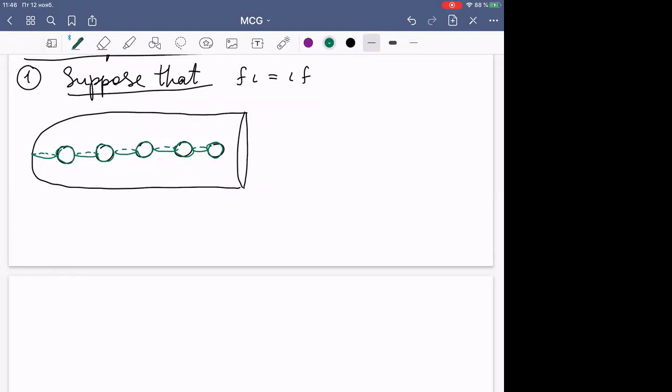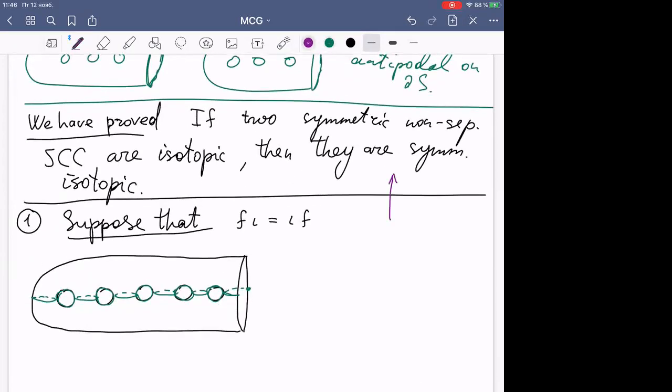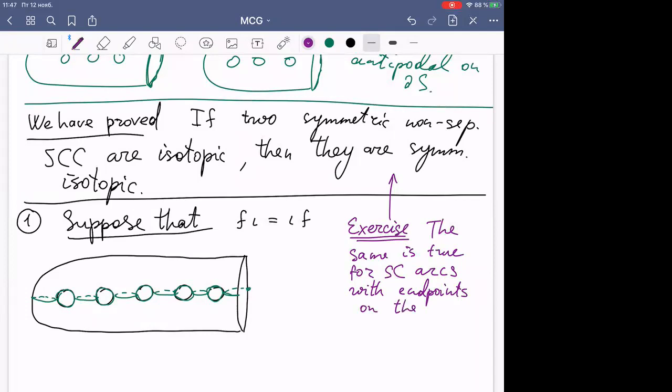And finally, I would like to choose such a chain that it fills the surface, but I cannot add another simple closed curve, but I can add a simple arc. This is a good exercise, which I don't want to do explicitly, but I hope after the last lecture you can do it yourself, that the same is true for simple arcs with endpoints on the boundary. Okay, so I have chosen this chain of curves and arcs.